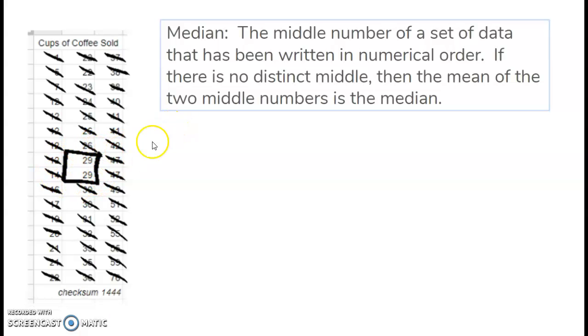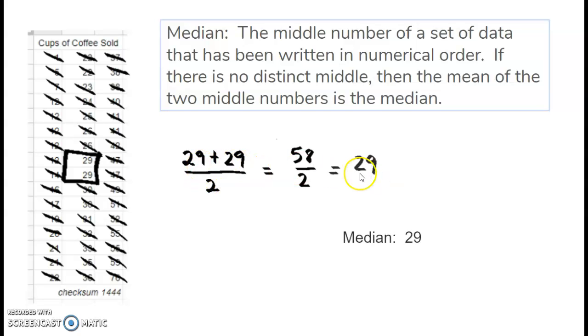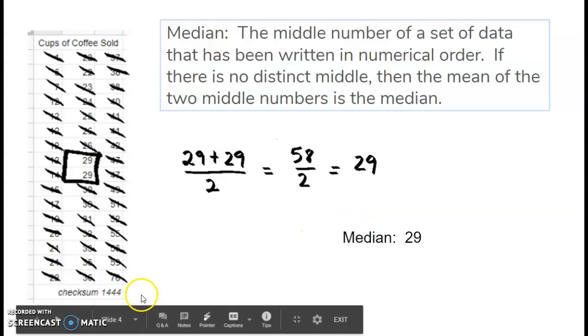So we need to find the middle of the two 29s. Hopefully you can tell me that it's just 29. But in the event that the two numbers were different, we would find the mean of these two numbers. And to find the mean again, you add them up and divide by the number that there are. There's two of them. So this will be 58 divided by 2, and we should get our 29. So the median is 29.